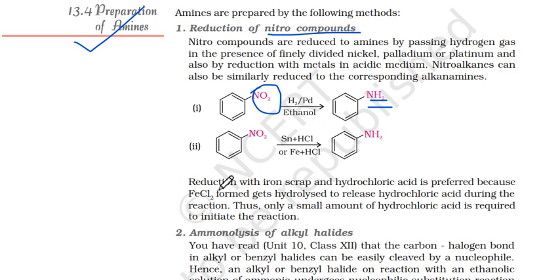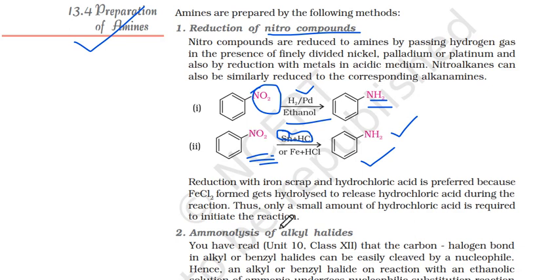So nitroalkanes can also be similarly reduced to the corresponding alkanamine. So you can have over here H2/Pd, ethanol, or even metal in the presence of an alcoholic, acidic medium. You can get this nitro group reduced into the amine group. Reduction with iron scrap and hydrochloric acid is preferred because FeCl2 formed gets hydrolyzed to release hydrochloric acid during the reaction. Thus only a small amount of hydrochloric acid is required to initiate the reaction.